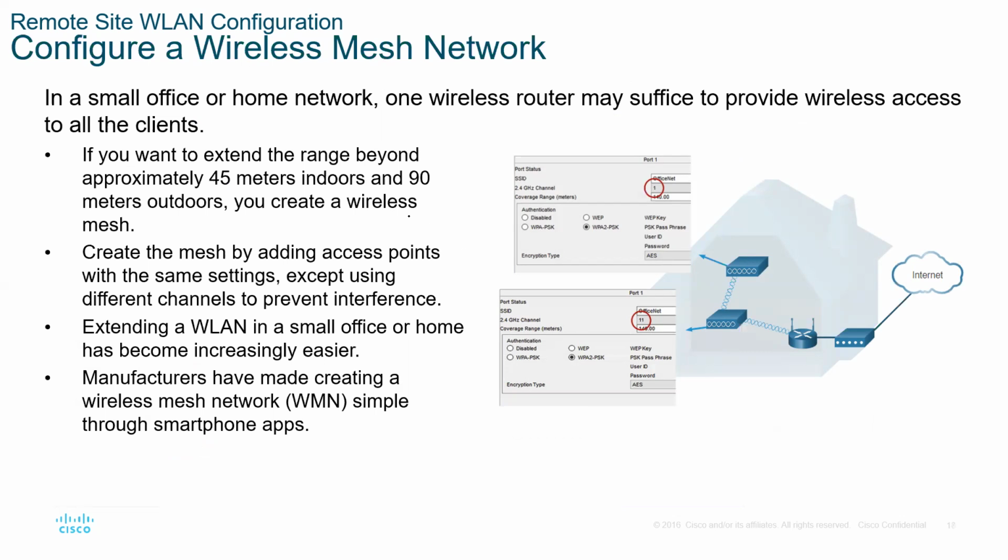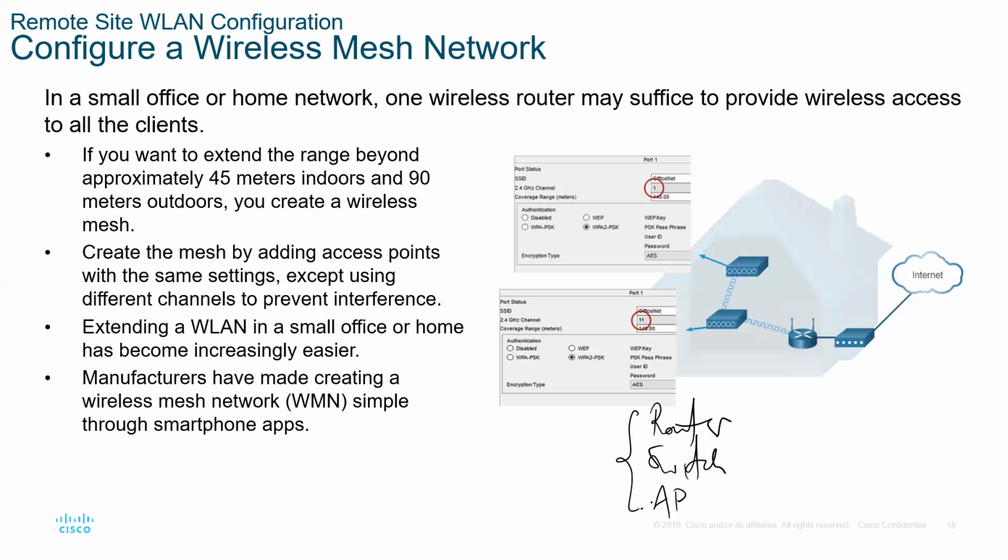Right, configuring a wireless mesh network. In a small home network, one wireless router may suffice to provide wireless access to all clients. But if you want to extend, then you need to add access points, therefore extending the LAN. Let me put it this way. Let's start by defining wireless router, radio, access point again. Wireless router, we defined it as a device that can act as a router, as a switch, as an access point. It can offer all those functionalities, right?